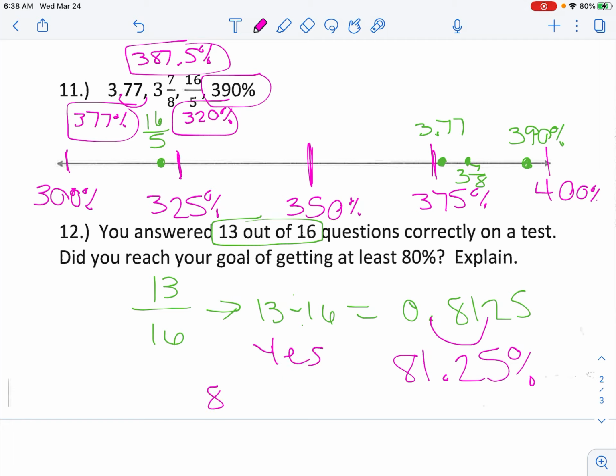Yes. Explain: 81 and 25/100ths percent is greater than 80%. And done.